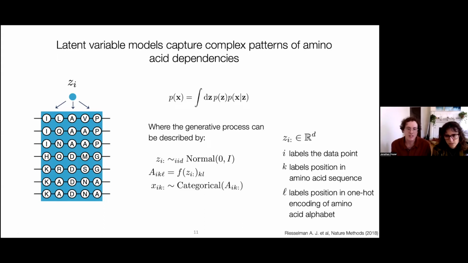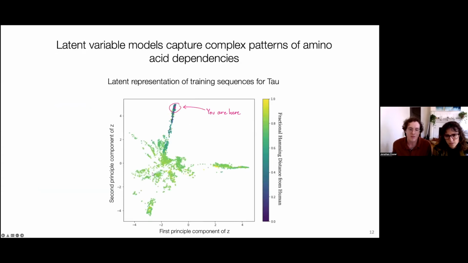Just to expand on this idea of generalizing principal component analysis a little bit more, we can look at the latent representation of the training data. What we've plotted here is the first two principal components of this latent space, where each point now represents a sequence in the training set. And we've colored them according to their Hamming distance from a reference sequence, the human sequence for the tau protein.